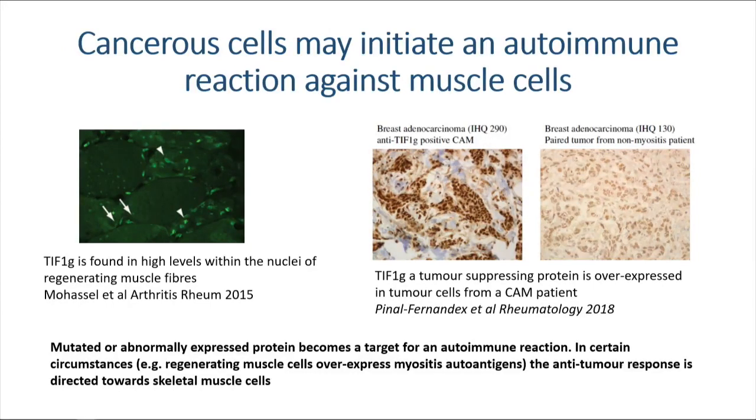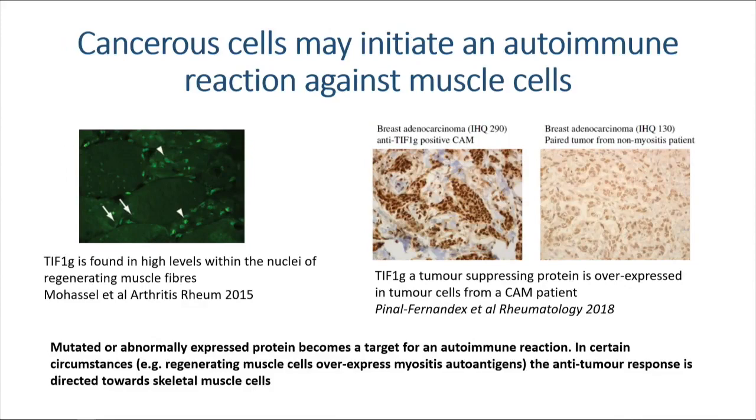And we know, because it comes back to this question as to how these antigens are recognized by the immune system. For instance, TIF1 gamma, shown on the slide on the left, is found in high levels in regenerating muscle tissue. And the same is true of some other myositis antigens. They seem to be enriched in the tissue that's affected. So they're there at the scene of the crime, if you like.